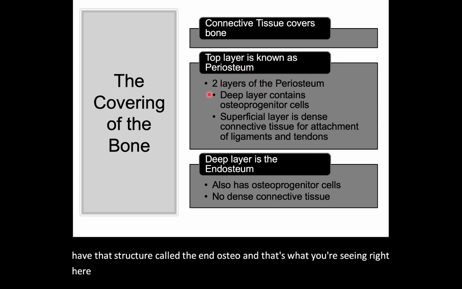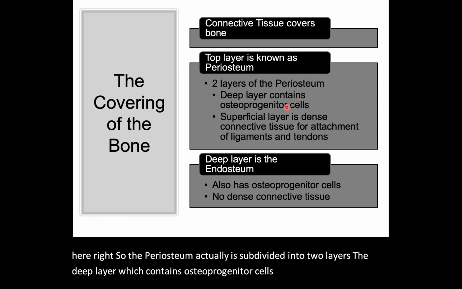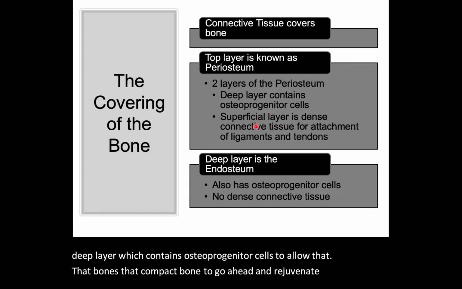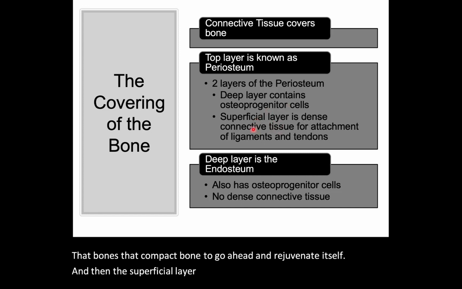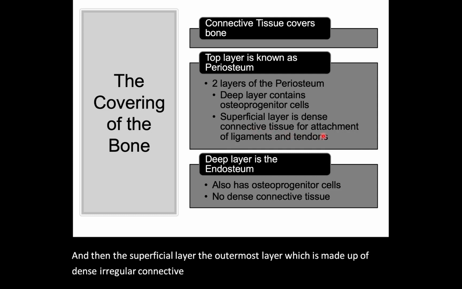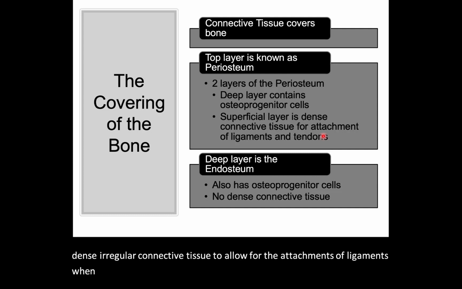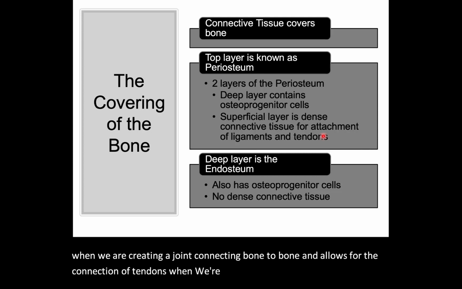So the periosteum actually is subdivided into two layers. The deep layer, which contains osteoprogenitor cells to allow that compact bone to rejuvenate itself. And then the superficial layer, the outermost layer, which is made up of dense, irregular connective tissue to allow for the attachment of ligaments when we are creating a joint connecting bone to bone, and allows for the connection of tendons when we're talking about the attachment of muscle to that bone.